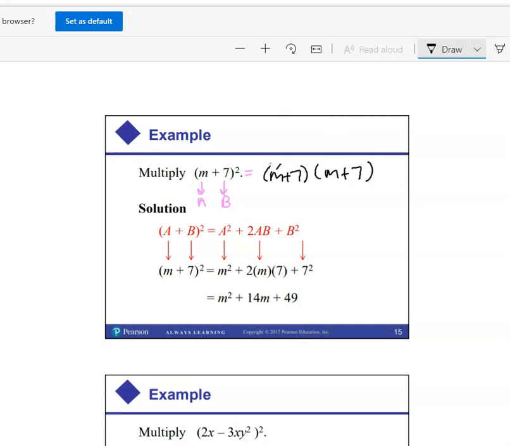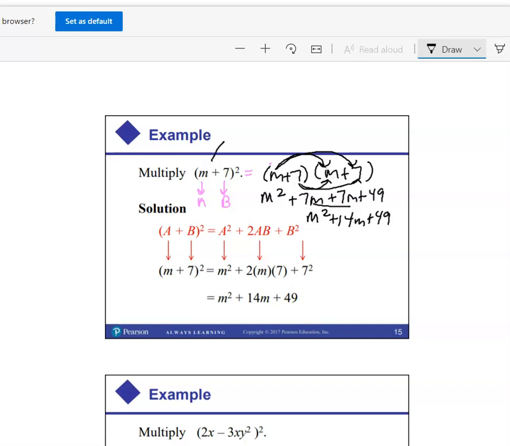So you could use the first, outer, inner, last method. So first term, the outer term would be m times 7, which would be 7m. Inner terms, 7 times m. So I've done the first, the outer, the inner, and then the last terms would be 7 times 7, which is 49. And so my answer would be, when I combine the 7 m's here. Okay, so you could work it this way.